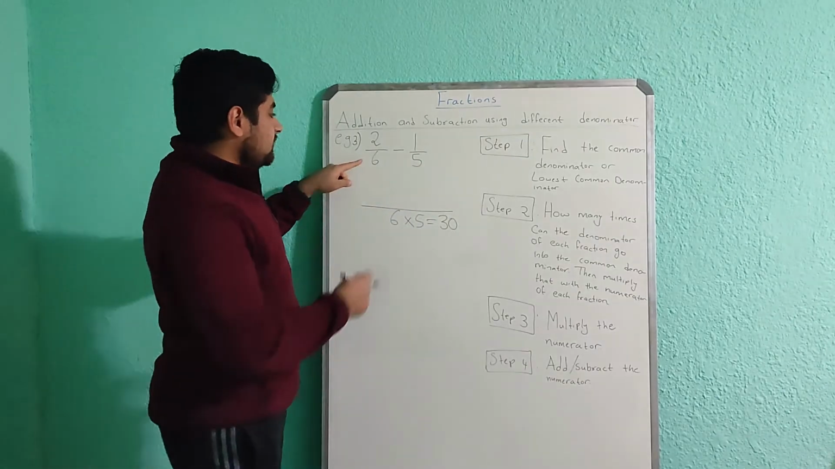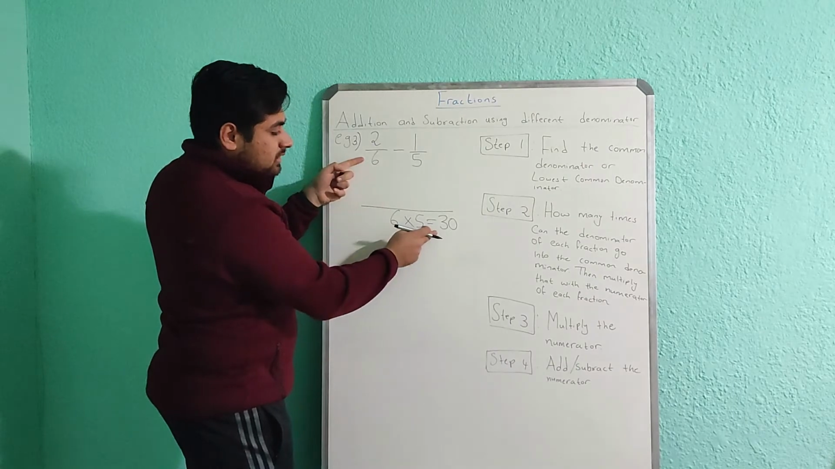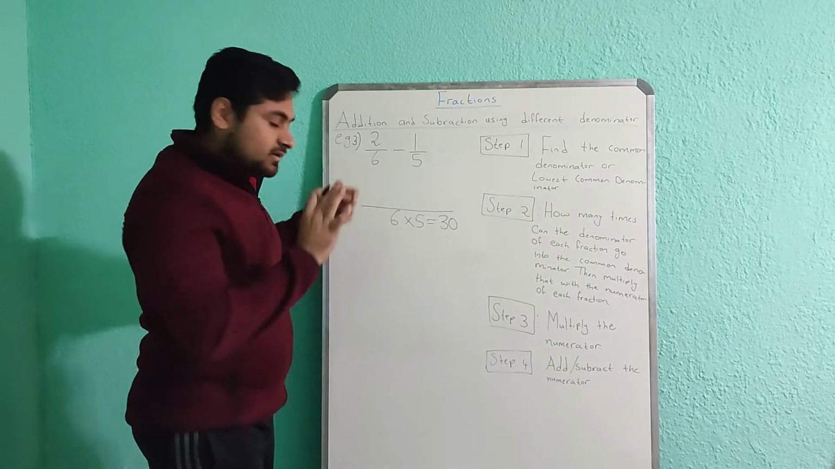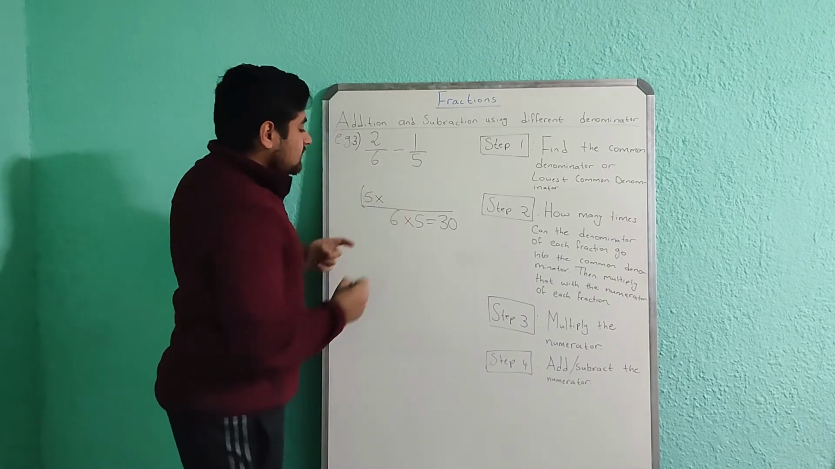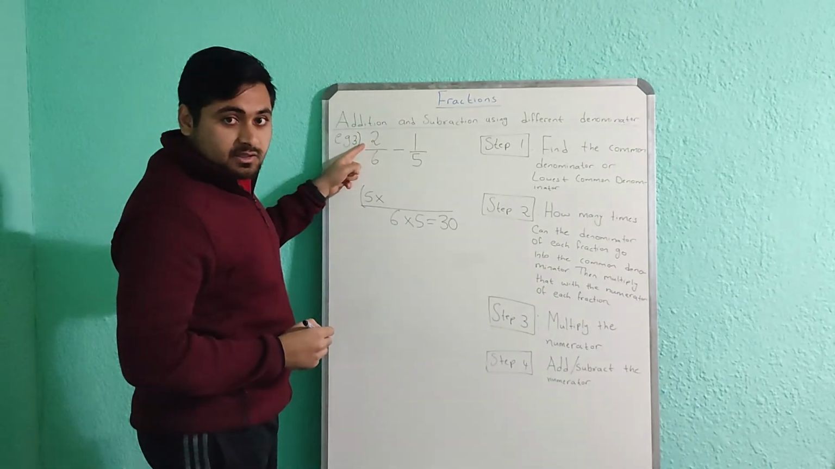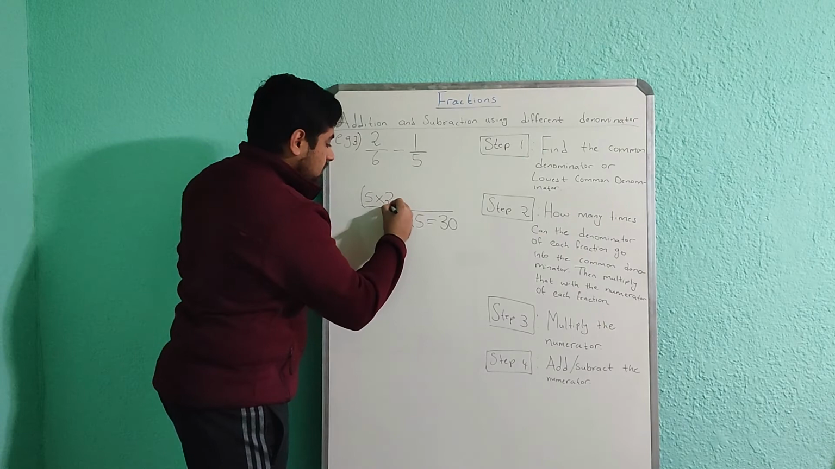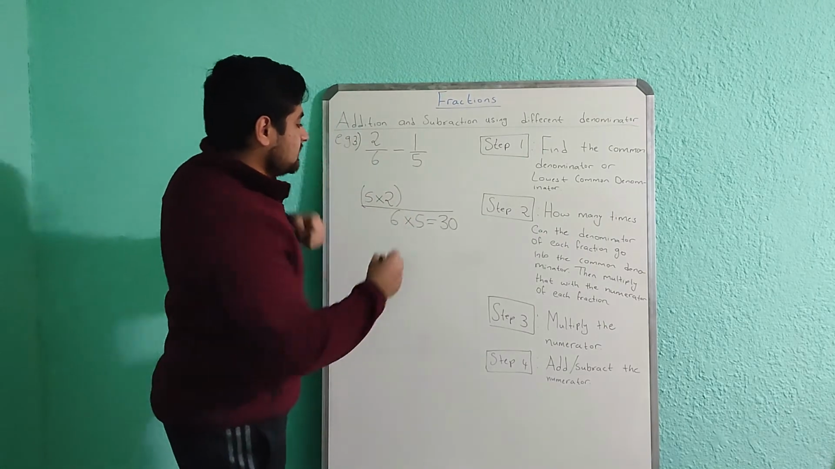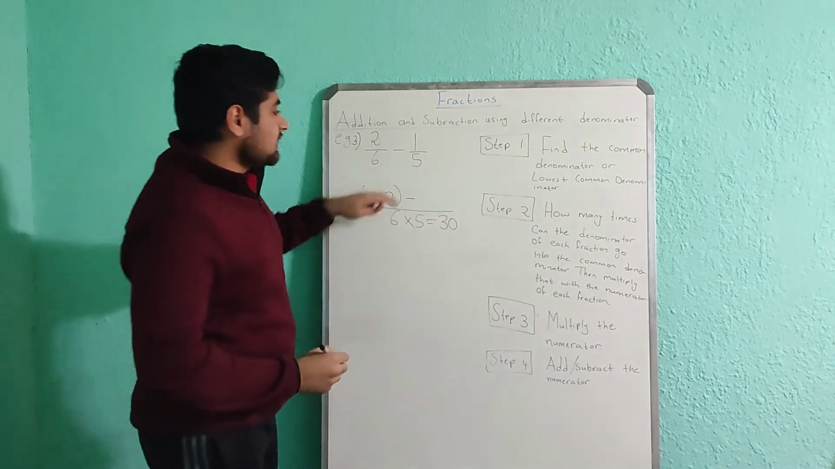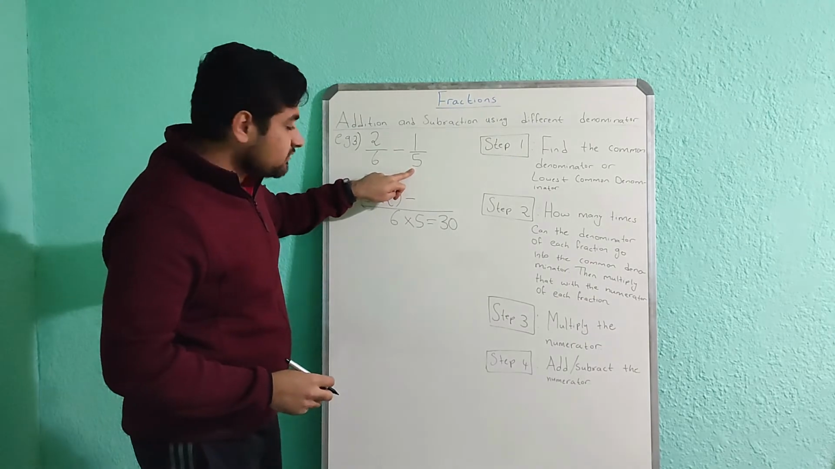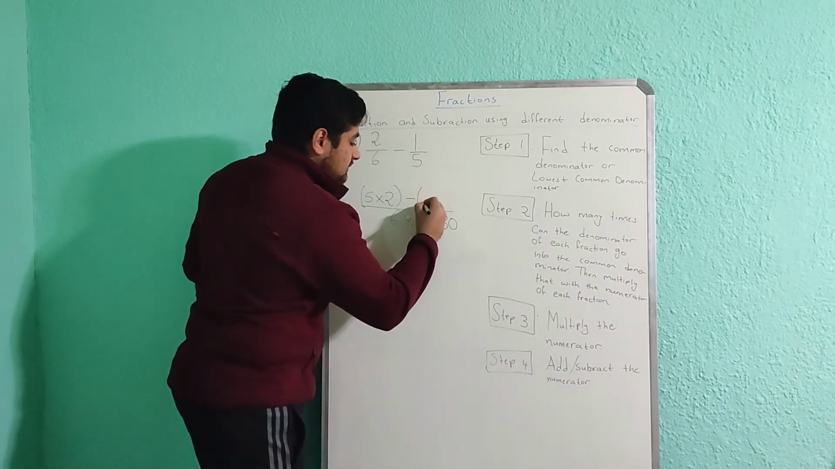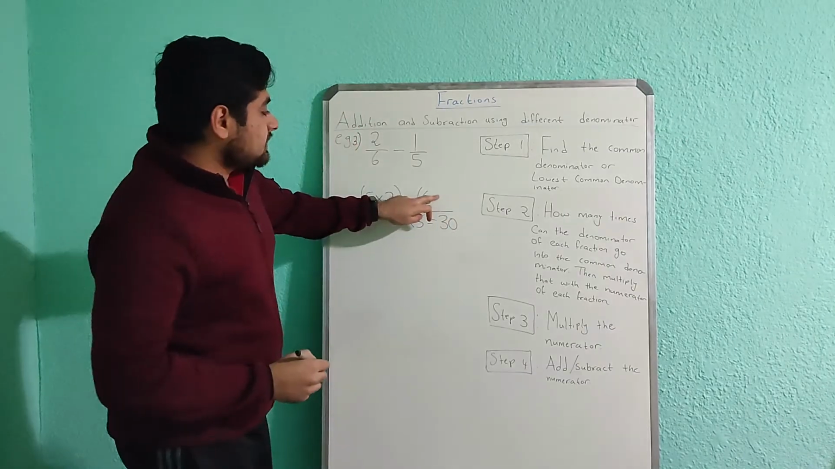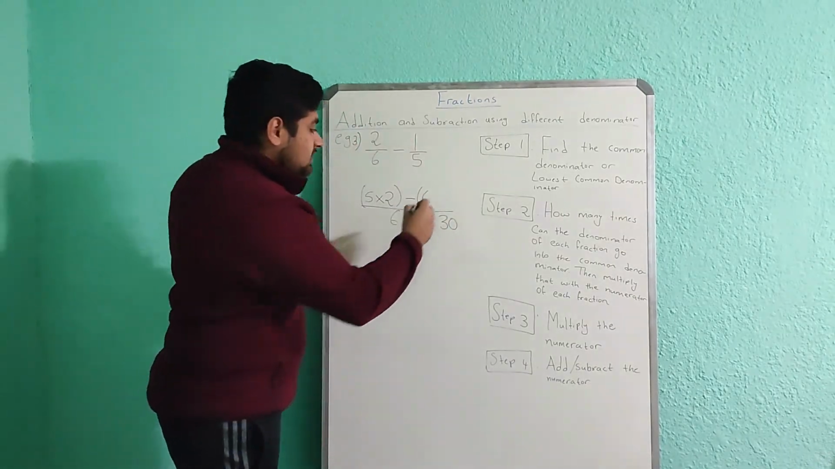Now you ask yourself, how many times can 6 go into 30? 5 times, right? So we got 5 times the numerator of the first fraction, which is 2. The sign is minus. Now you ask yourself, how many times can the denominator of the second fraction go into 30? The answer is 6, times the numerator of the second fraction.